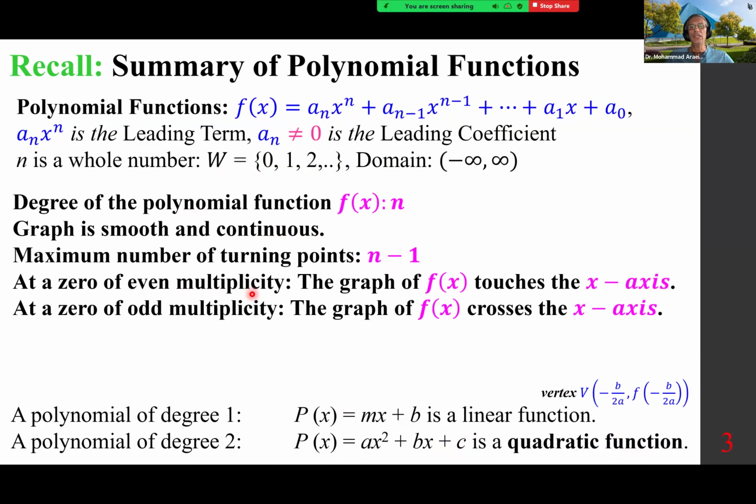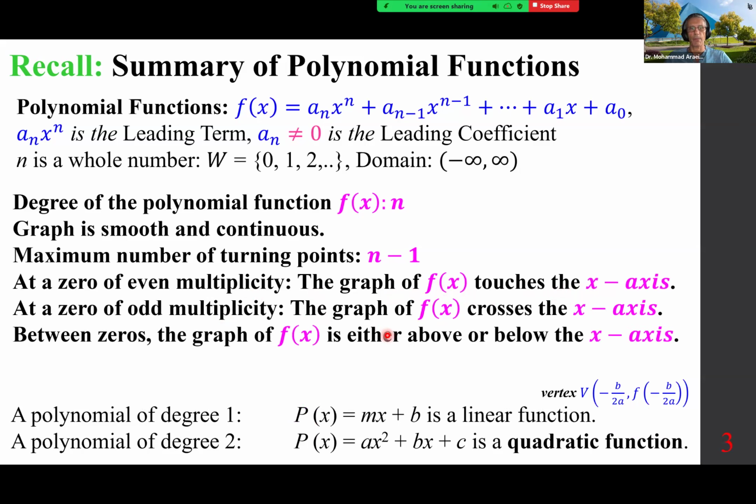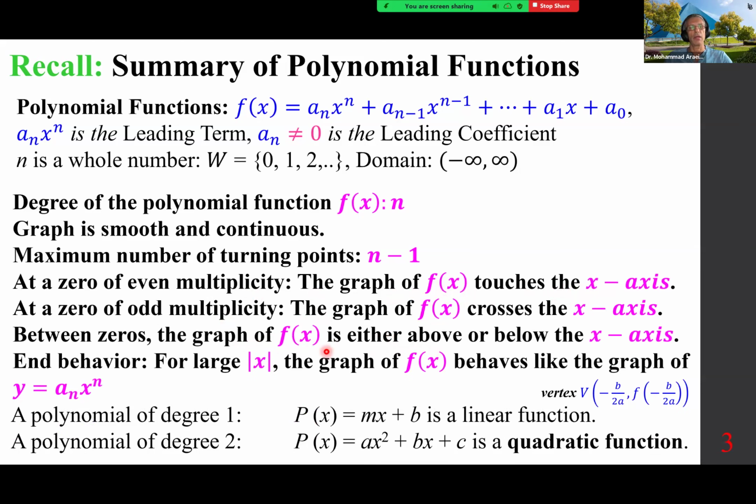At a zero of even multiplicity, the graph of f of x touches the x-axis. At a zero of odd multiplicity, the graph of f of x crosses the x-axis. Between zeros, the graph of f of x is either above or below the x-axis. End behavior: for large values of x in the negative or positive sense, that means absolute value of x, the graph of f of x behaves like the graph of its leading term, y equals a sub n x to the power of n.